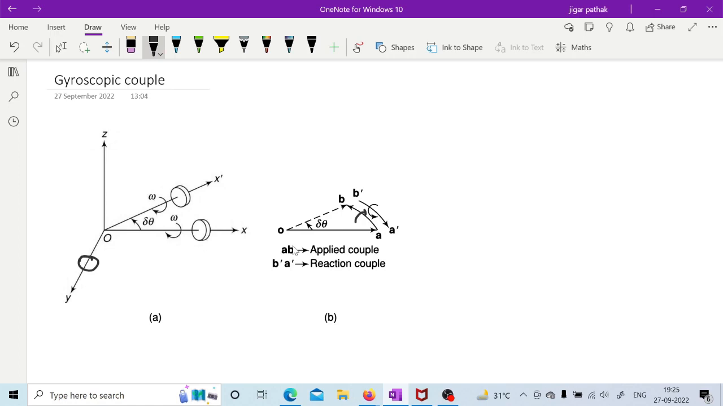Now how can you quantify this gyroscopic couple? For that, if you see, you have that change in angular velocity.